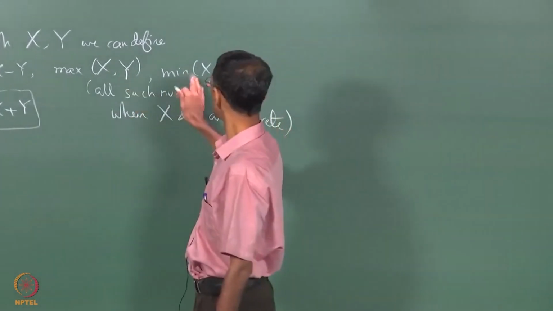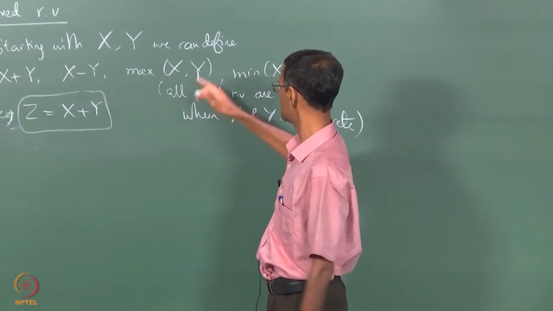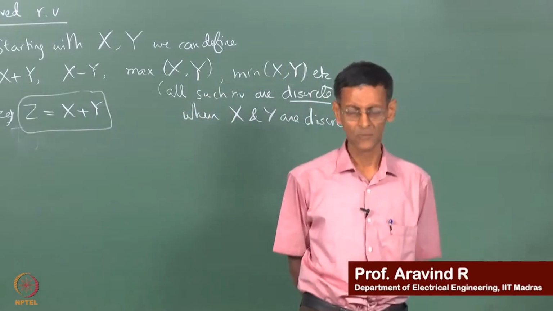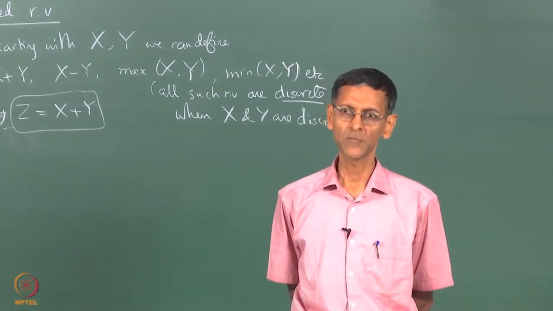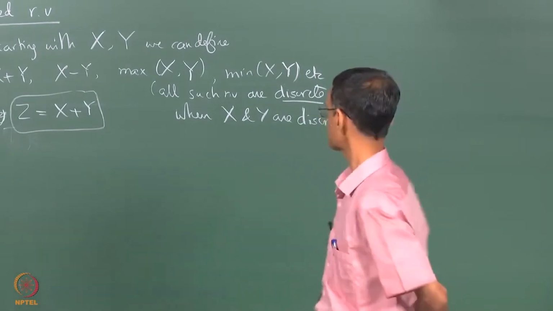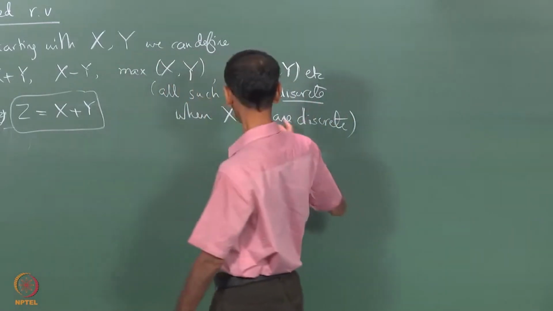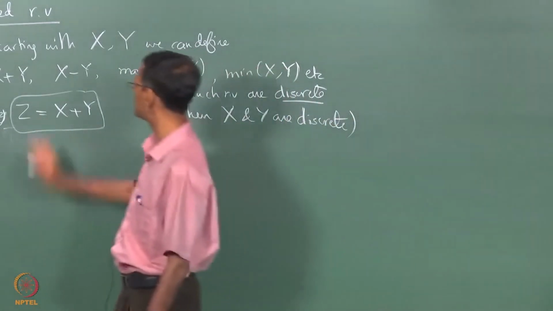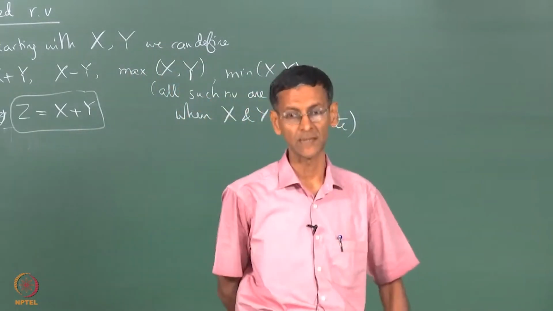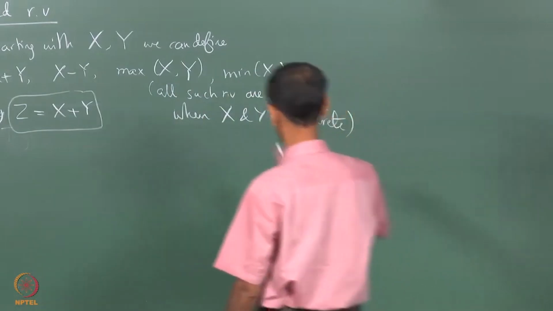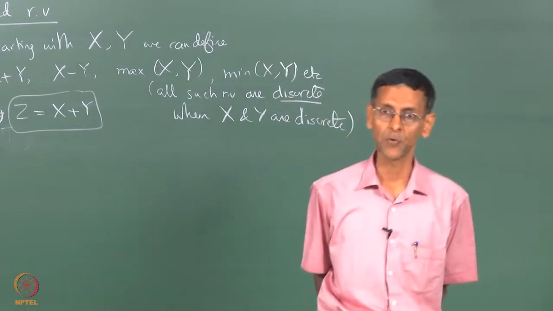Remember, max and min are slightly different from x plus y in that you may have to work a little harder to understand them. Max is just the larger of the two, and min is the smaller of the two, that is all. And they are all discrete random variables when x and y are discrete. As of now we are giving a name only to x plus y, which we are calling z. Later on, maybe during this lecture, I will work with one or two of the others, and we can give some names at that point.